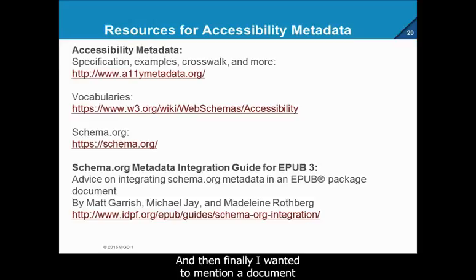And then finally, I wanted to mention a document called schema.org Metadata Integration Guide for EPUB 3. So if you're creating EPUB 3 packages and you're not sure where in the package the schema.org metadata goes, and that goes for general metadata, not just accessibility metadata, you can consult this document, which is available from the IDPF. It's called the schema.org Metadata Integration Guide, and there's a link here for that as well.